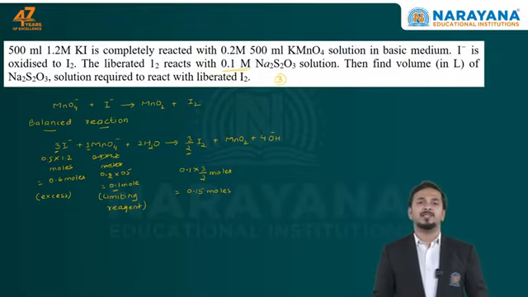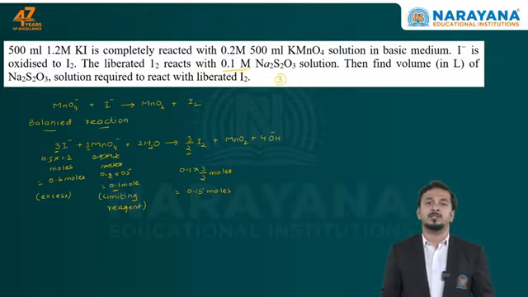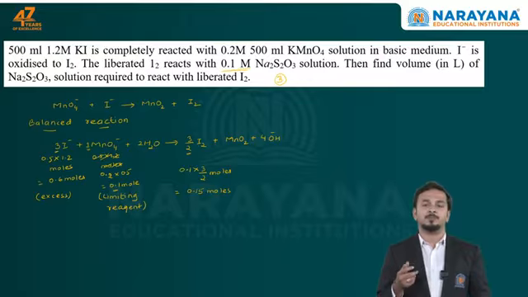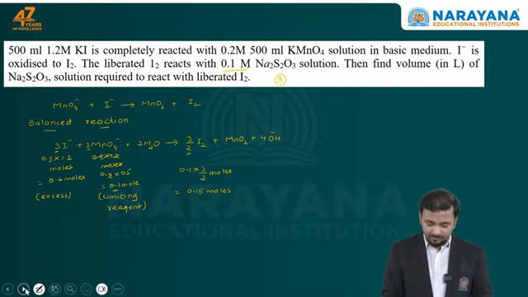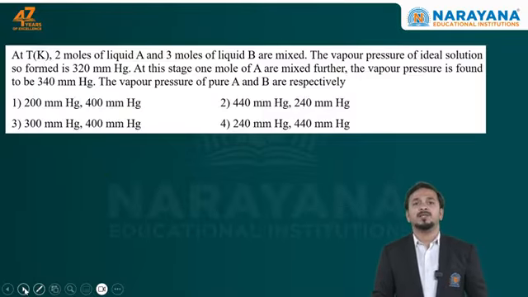So I will rate this as a tough question because it involves first balancing of a redox reaction, then the concept of limiting reagent, then the concept of stoichiometric calculations. Let's move to the next question.